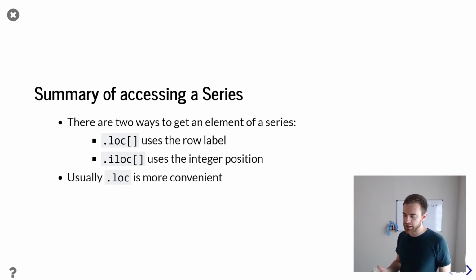Okay, so here's a summary. You want to access a particular element in a column of a table. You can use .loc to access using the row label, the player name, or iloc to use the integer position. Usually .loc is more convenient, but sometimes iloc is more convenient. It depends on the particular question. You should know how to use both.